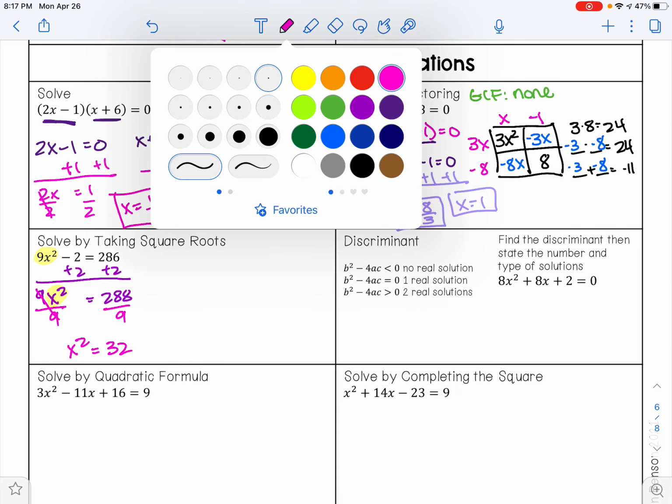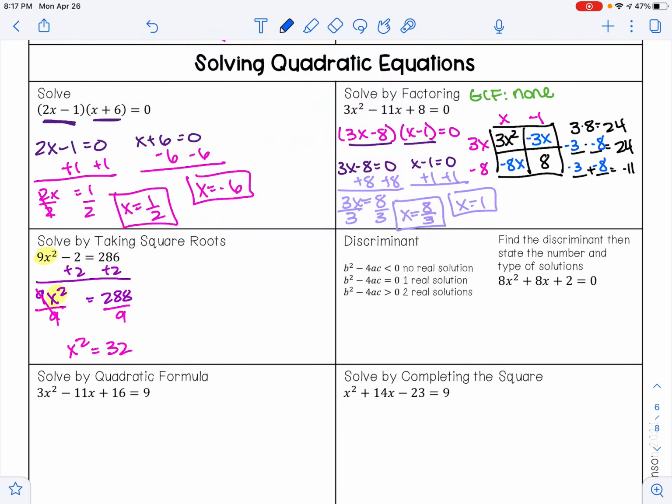Now I want to get x alone. To undo the square, you take the square root. The square root undoes the square and leaves us with x. Whenever you take the square root of a number, it's always plus or minus. 32 is not a perfect square, so I'm going to do birthday cake to simplify it.